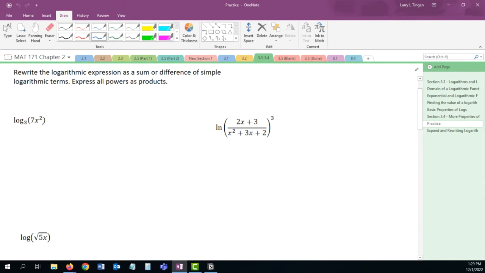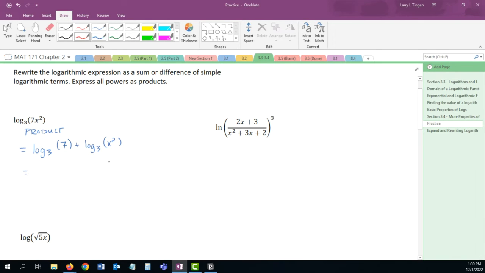We have to deal with what's the most outer property, what property can I use first? If I had the log of something raised to a power, I could bring the power out front. Problem is, this square is not applied to everything in the parentheses. It's just applied to the x squared. So I can't use the power rule yet, but I do have multiplication on the inside, 7 times x squared. So using the product property, I can rewrite this as log base 3 of the first factor plus log base 3 of the second.